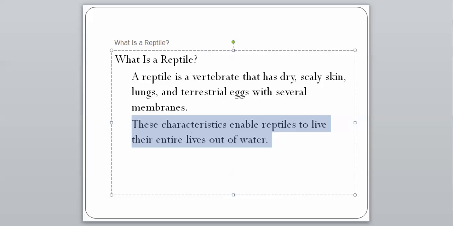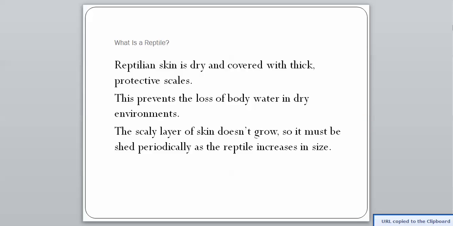So that's a lot of big steps taken in this group in terms of evolution to where we're currently at with our land animals today. Reptilian skin is dry and covered with thick protective scales, so that's the function of the scale. Fish have scales as well that serve as protection, same with reptiles. It also prevents the loss of body water in dry environments, so scales help them retain as much water as possible because a lot of reptiles live in very dry environments.